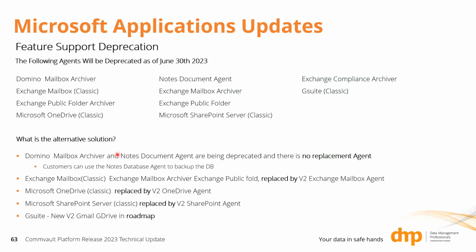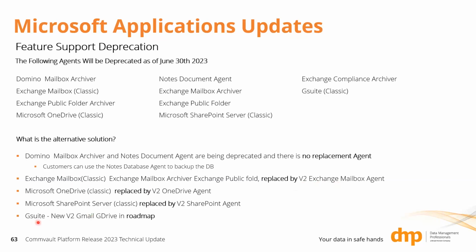There are alternative solutions for some of those, but unfortunately for some you really need to switch approach. For example, for the Domino Mailbox Archiver and Notes Document Agent, there will be no replacement agent anymore. So the only way to back up Notes is then using the Notes database agent to do database backups. For Exchange Mailbox, the older agents are being replaced by the V2 indexing agent. Same for OneDrive, same for SharePoint.